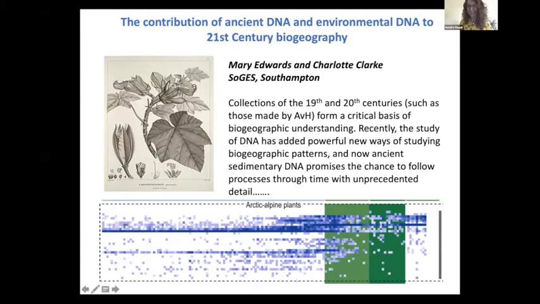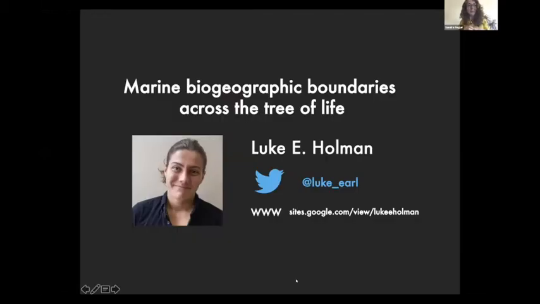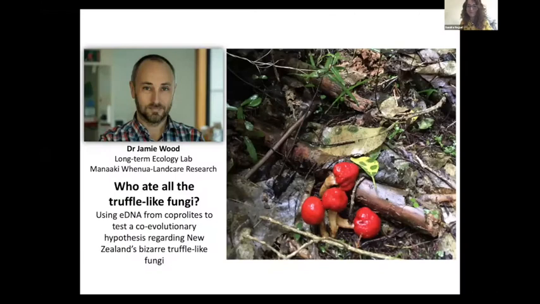More in Mary's talk. This talk will be followed by Luke Holman's talk about marine biogeographical boundaries across the tree of life. And finally, we will end this session with Jamie Wood from New Zealand, where he will be introducing his work and the team in New Zealand. The title is Who Ate All the Truffle-like Fungi? Using environmental DNA from coprolites to test a co-evolutionary hypothesis regarding New Zealand's bizarre truffle-like fungi.